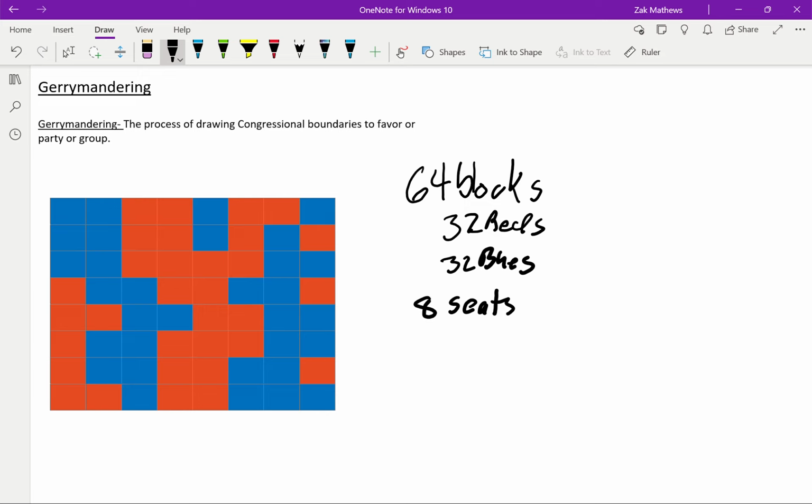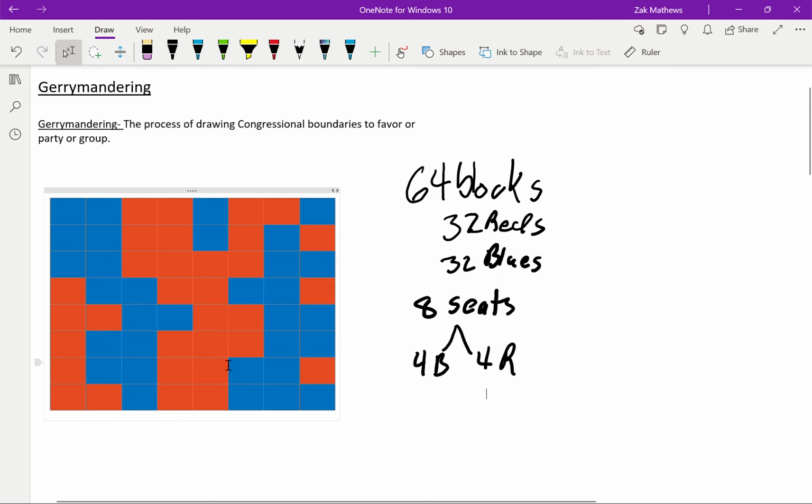So if we think about how this is broken down right now, there are an even number of reds and blues. And so what would we think? Well, it seems like those 8 seats should be split 4 and 4. 8 total, 4 blue, 4 red. That seems like a pretty fair distribution. Now, pretend this is a map.